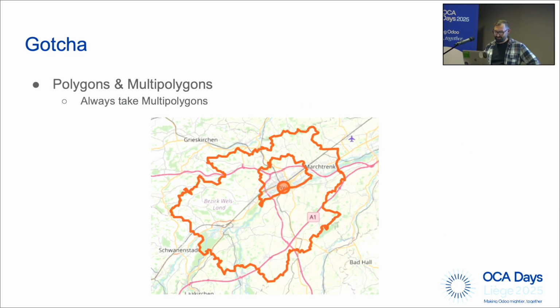Then I also want to share a little story. You can use polygons and multi-polygons in geospatial, and I thought, oh, I don't want an extra loop. I'm happy with polygons. Then I realized even the region where I'm from is a multi-polygon because there's a big city in the middle of the region, and you always need multi-polygons.